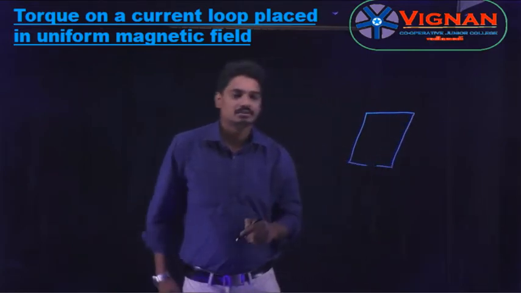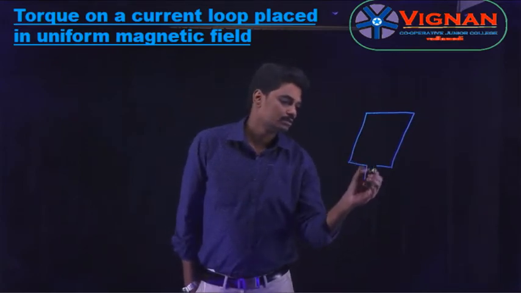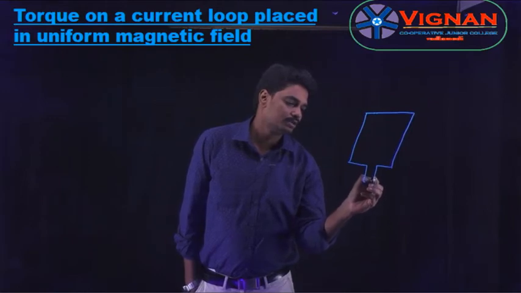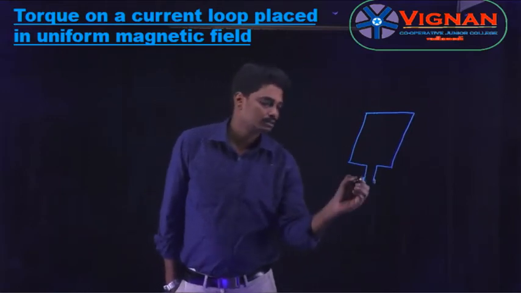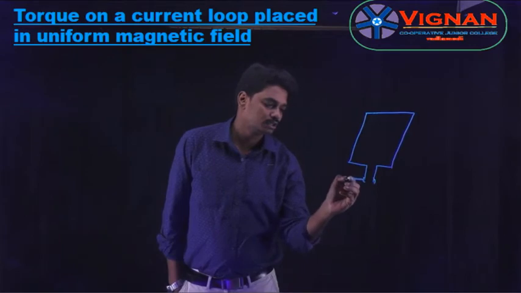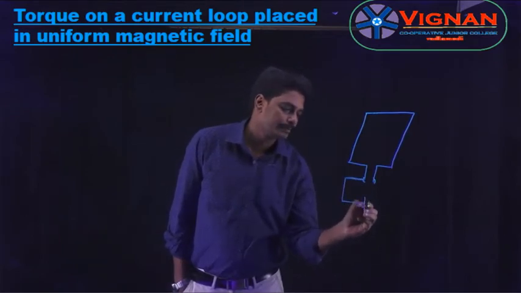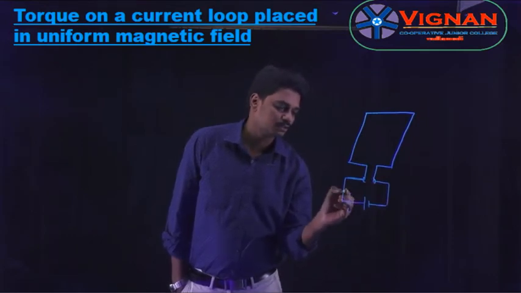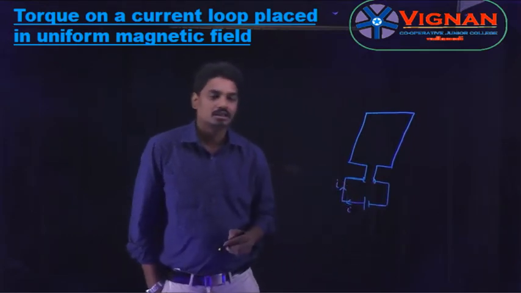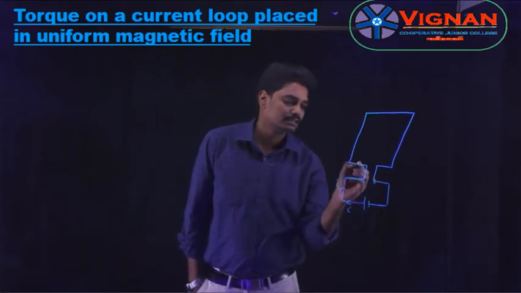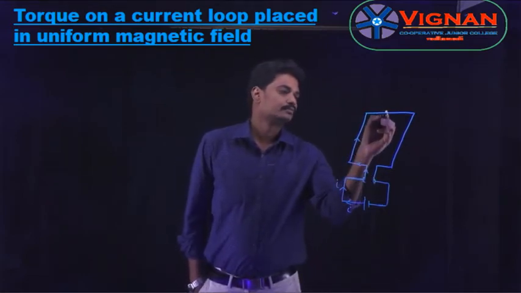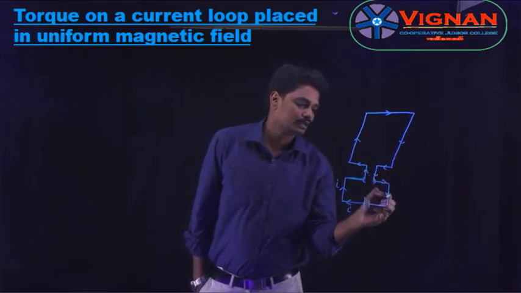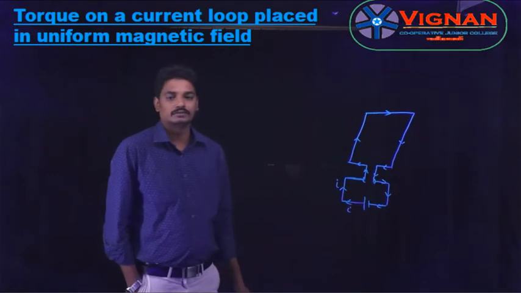A current loop like this, which is connected through brushes, which can be discussed later in our further classes. It is connected over these brushes to a battery, such that current is flowing in the circuit. Let I be the current flowing in the circuit in this direction. So this is the direction of the current in which it is flowing.